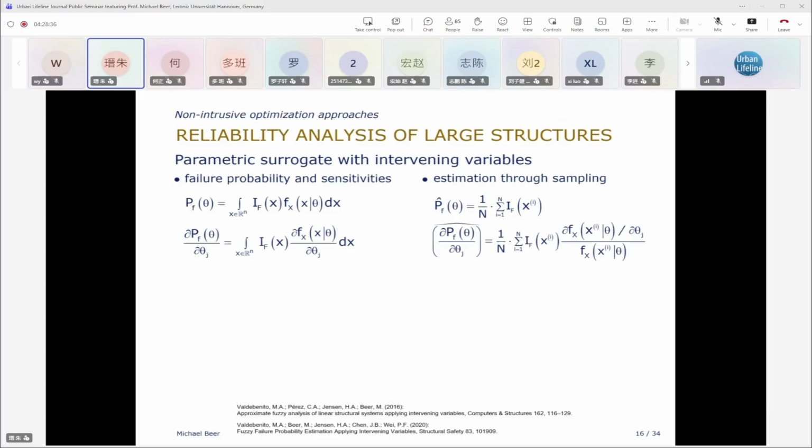So what can we do? If we do sampling, if we estimate the failure probability by sampling, we can estimate the failure probability, and we can also estimate the first derivative of the failure probability with respect to the parameters.